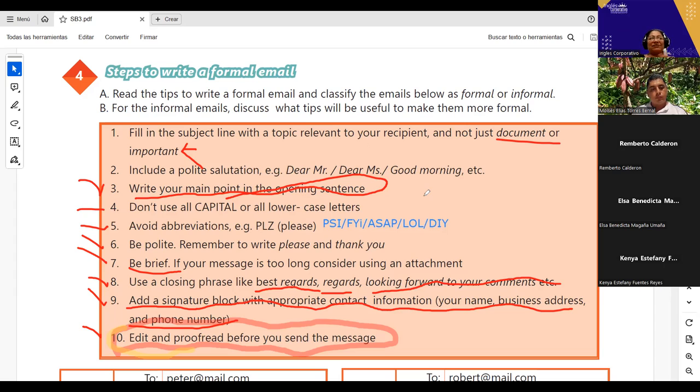Okay, so we have talked a lot about emails. You have written one, and for tomorrow, for Monday, you have to have 10 different informal abbreviations, guys. Okay.